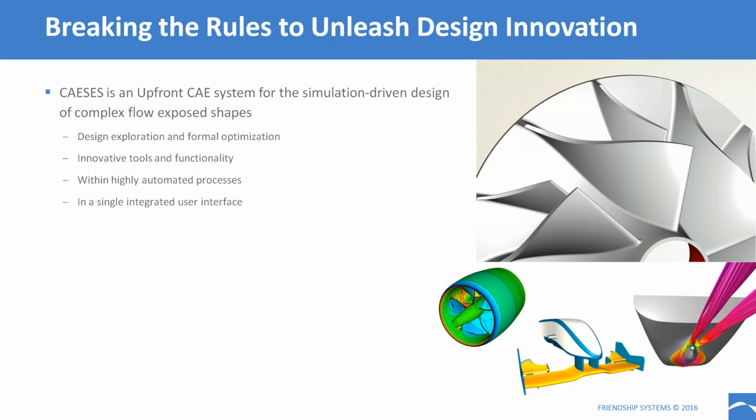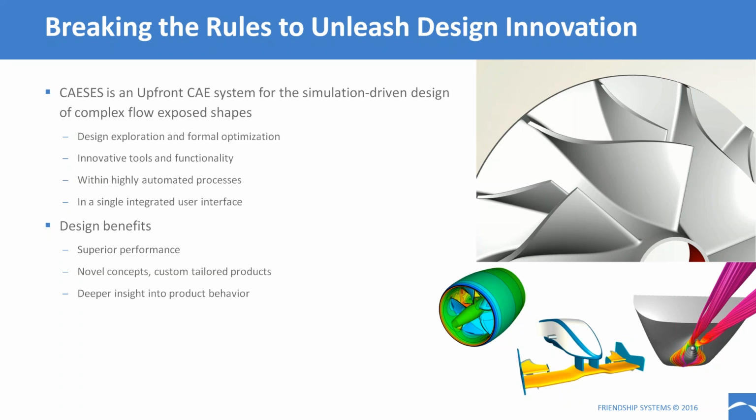So for the ones of you that are not familiar with CAESES, let me come to a short introduction. CAESES is a so-called upfront CAE system, so it's meant to be used early in the design process for the simulation-driven design of any type of shape that is complex in nature and exposed to a flow. The aim of CAESES is to carry out design explorations and formal optimization and provide all the necessary tools within an automated process and within a single user interface.